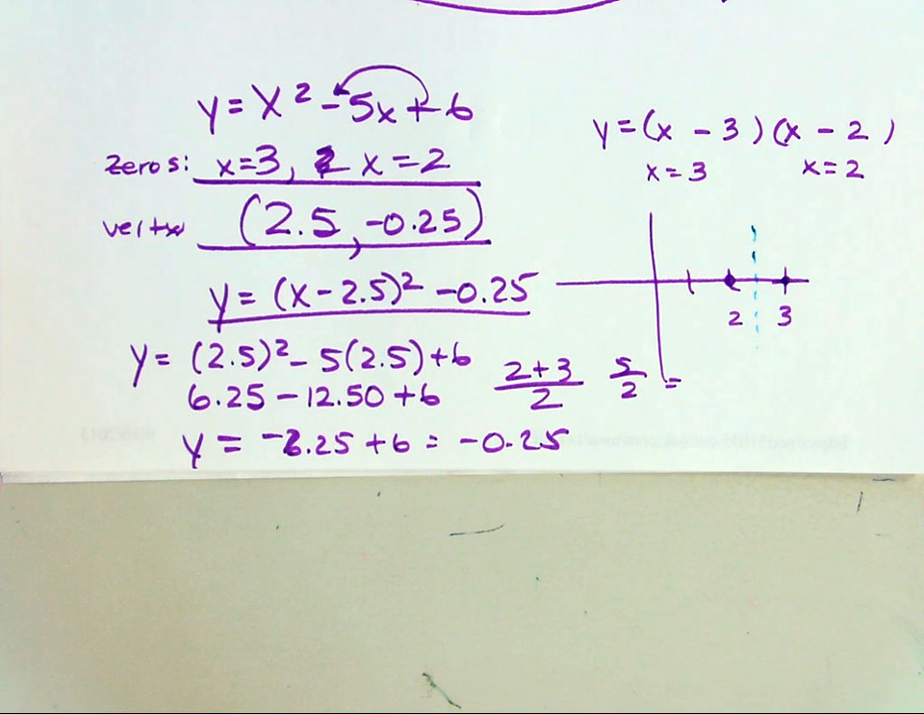Y equals x minus 2.5 squared minus 0.25. That was not fun that it was all the same number.